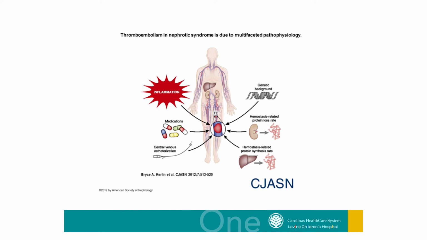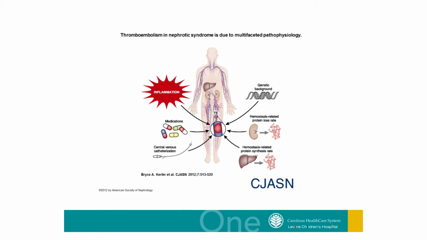This is just a little picture that shows the constellation of things that can all be involved in thrombosis. There are those people who have a genetic background that puts them at an increased risk for thrombosis, regardless of whether they had nephrotic syndrome. There's the chronic inflammation that we see in these patients, and some of the medications that they're on. Many of these patients will have a central venous catheter for one reason or another, and there's an imbalance between the procoagulant and the anticoagulant factors.